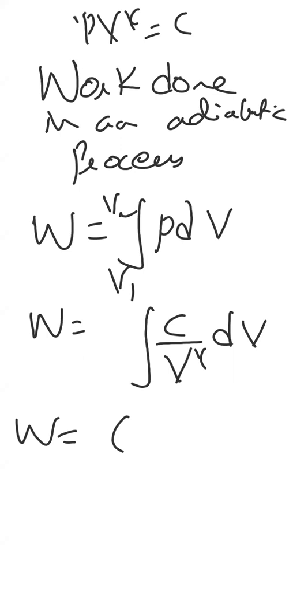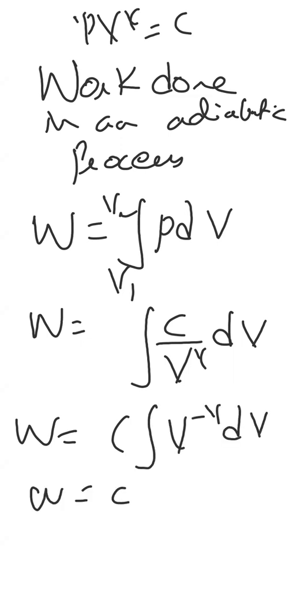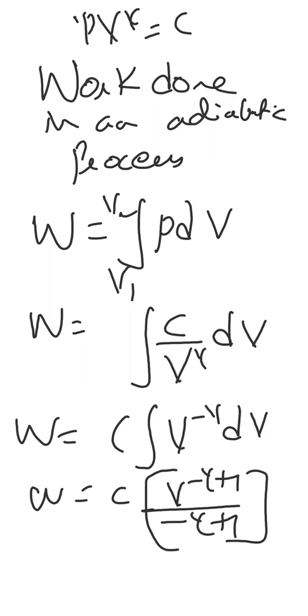So what we'll do is C will come out, and the integration of V power minus gamma dV, and then what will happen is V power minus gamma plus 1 upon minus gamma plus 1, that is n plus 1 upon n plus 1. You know the formula, V1 to V2. Note up to this one, then I will tell you next what we have to do. Note it down and raise your hand. So this is the first part, then finally we'll derive the formula.